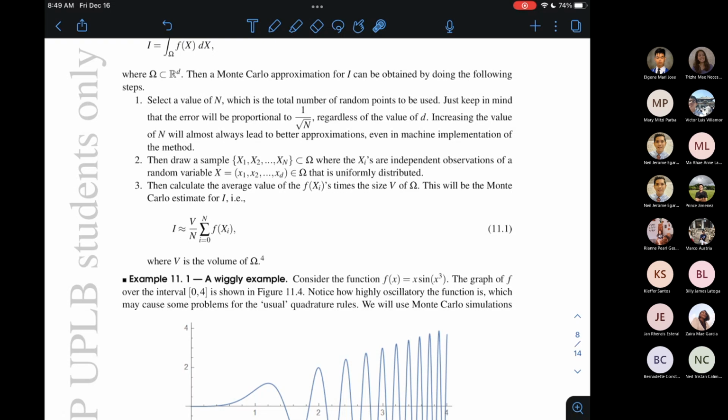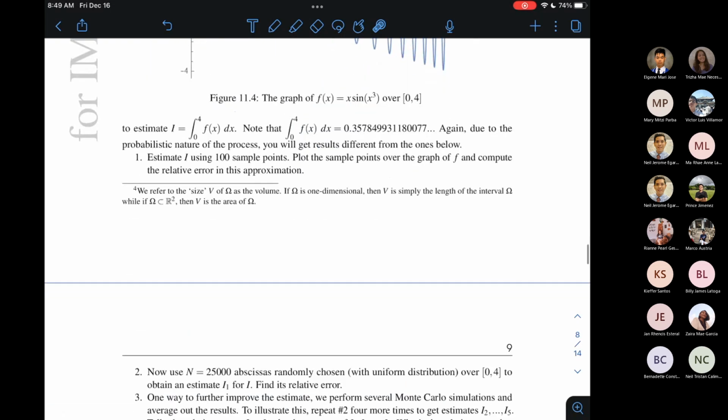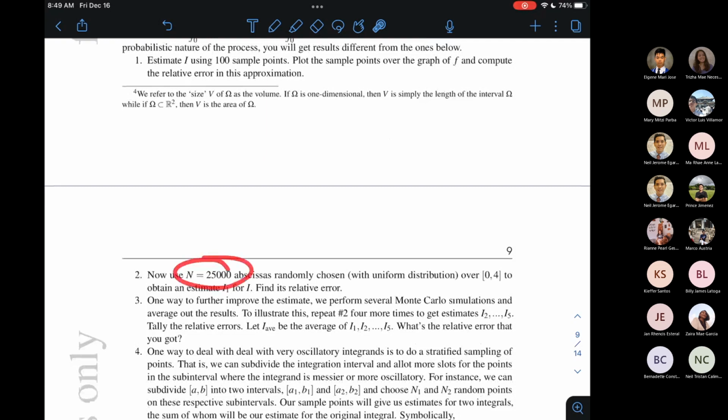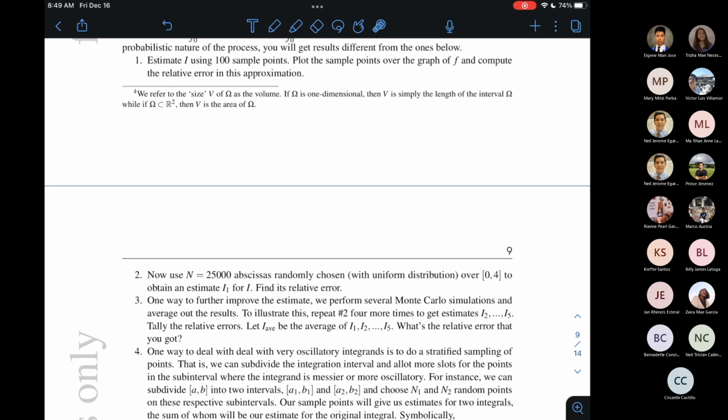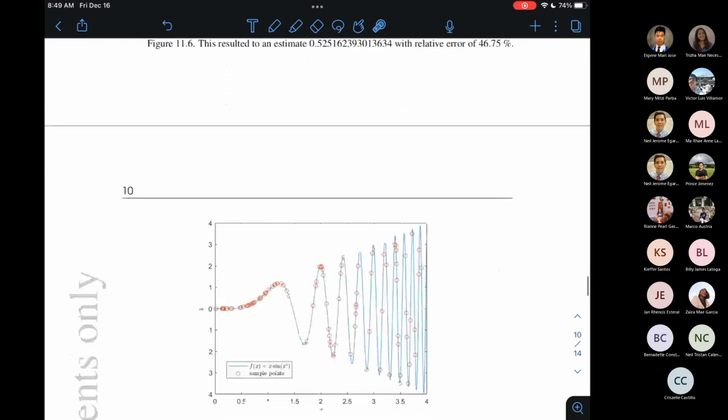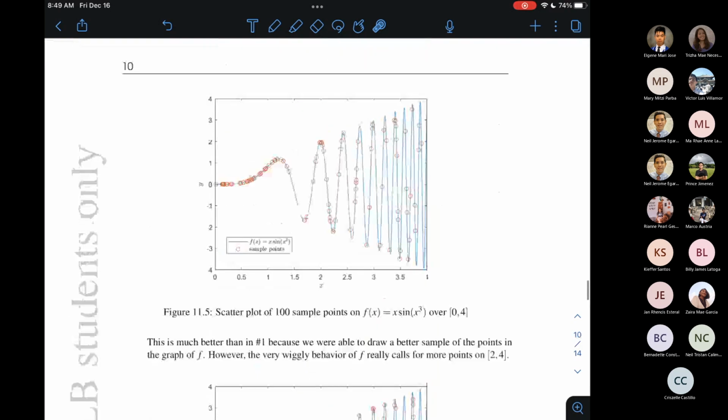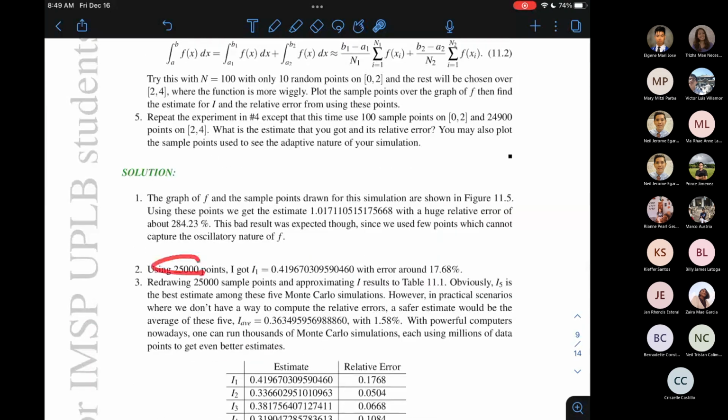Right? So what we can do if our case is like that, we first try to increase the number of points. Yun yung ginawa sa bullet number 2 here, dahil kulang yung 100 sample points. Gumamit tayo halimbawa ng 25,000 random seeds over 0.4. Okay? Tapos tingnan natin yung resulta. Okay, let's see. Yeah. Using 25,000 points, I got 0.4196 as my estimate. And that's now a little better.